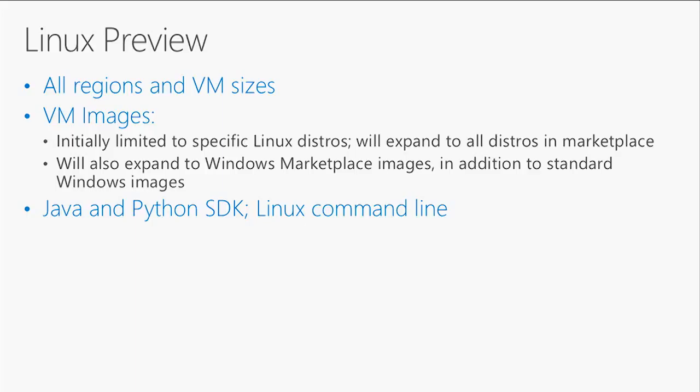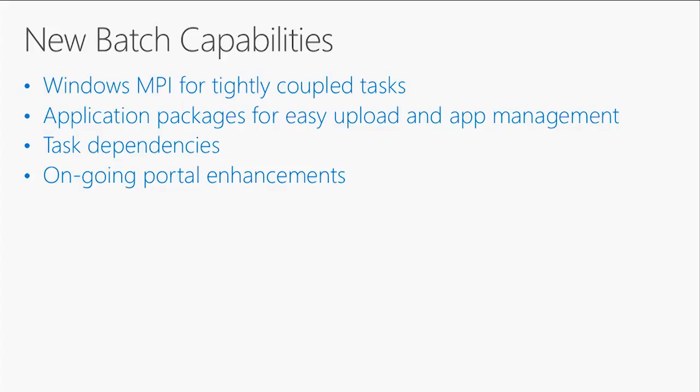If we just go back, the last few slides in the deck. So a little bit about our Linux offering. It's initially a preview offering, but it will be in all regions and all VM sizes. What you'll find initially is that we're limited to certain distros, but we'll, as quickly as possible, expand that out to all the distributions that are in the Azure Marketplace. So that'll just be temporary. And we'll also expand to the Windows images as well. We'll also still support the existing standard Windows images, which I showed you in the first demo. And then, as I said, we have the Java and Python SDK, Linux command line, and so on.